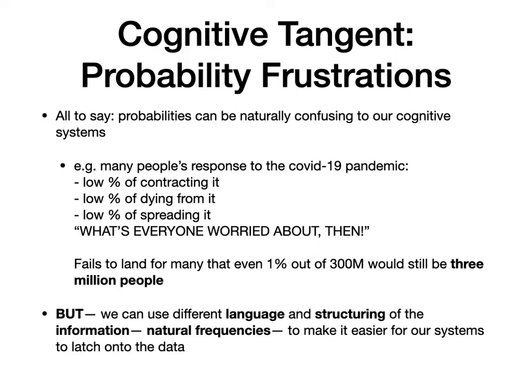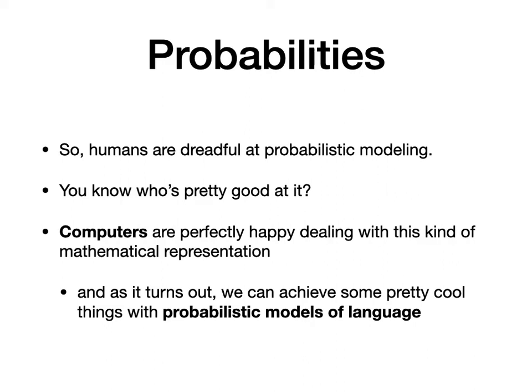So we can use different kinds of language and structuring of the information, these natural frequencies, to make it easier for human systems to deal with it. All of this discussed, we're not going to be the ones modeling ourselves. I just wanted you to understand some things about cognition and probabilities.